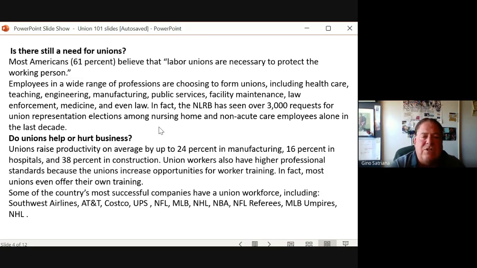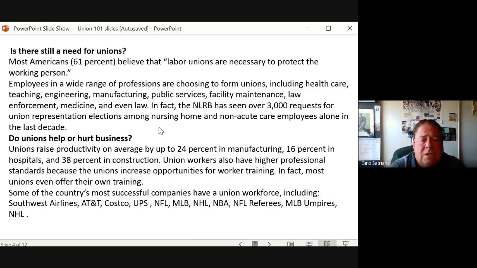In fact, the National Labor Relations Board has seen over 3,000 requests. And now, again, that is probably higher now too in the nursing homes and non-acute employers in that industry. So it is growing so that people have more protections. Do unions help or hurt business?